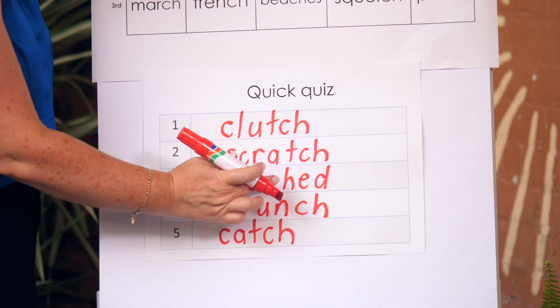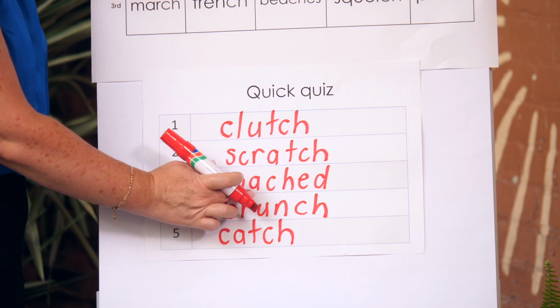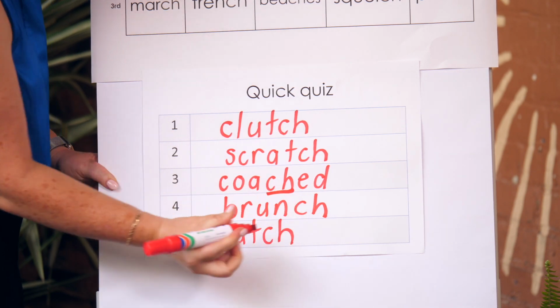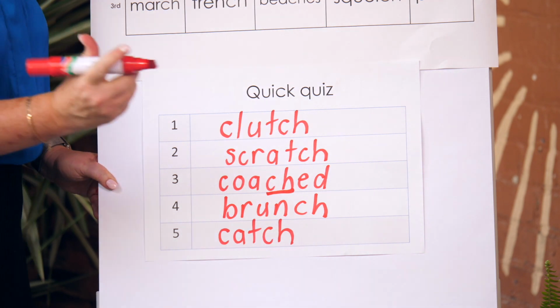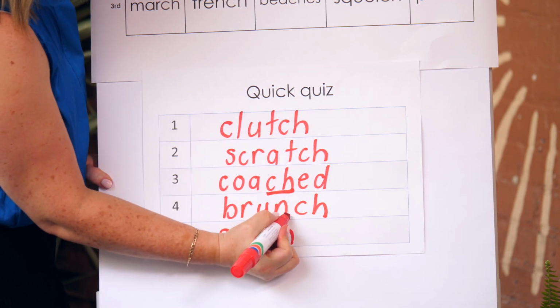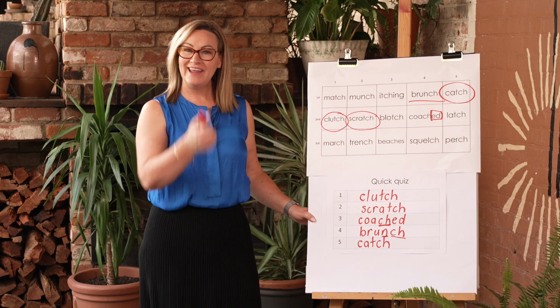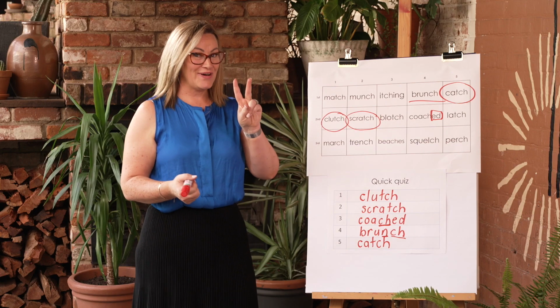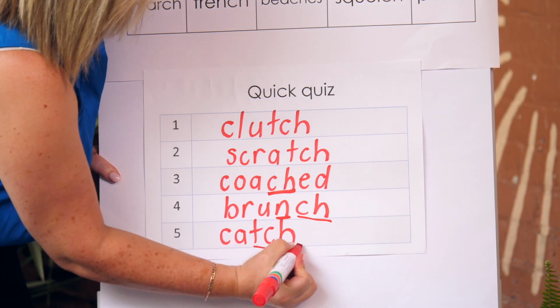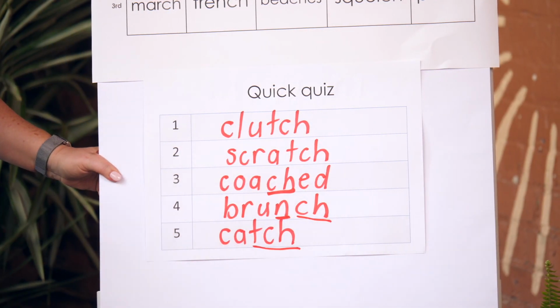Coached. O, vowel team, CH spelling. Brunch. There's a consonant right before our CH spelling. Last one, catch. Short vowel A, TCH spelling. Quick quiz is done.